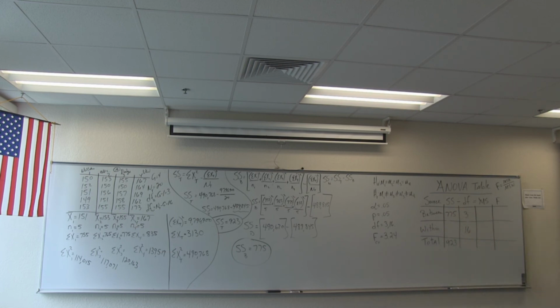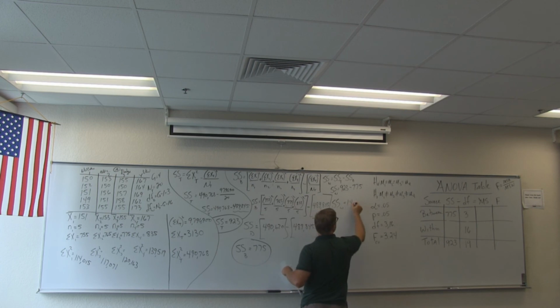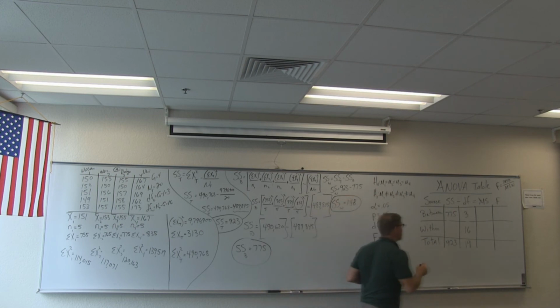We're almost home. And knowing that between plus within equals total, and if we want to, we can make this 19. The book does that, I don't, whatever. SSW would simply be the total minus the between. Let's do that. Sum of squares within is the total sum of squares, 923, minus the between group sums of squares, 775. SSW is 148. The sum of squares within groups, 148.